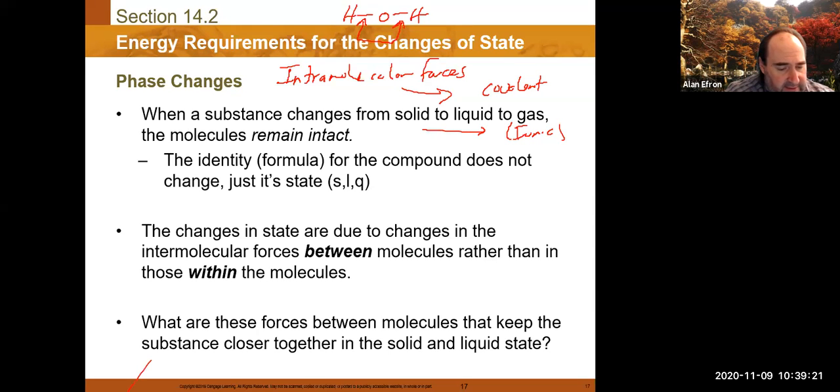As we might have touched upon last time, that's why when we boil water, we don't get hydrogen gas and oxygen gas, but we do get water vapor or steam. It's because we're not breaking those really strong intramolecular forces. We're breaking the weaker intermolecular forces, the forces that are between different molecules.